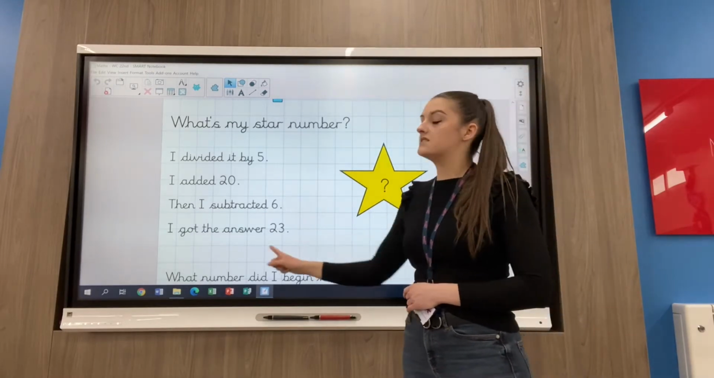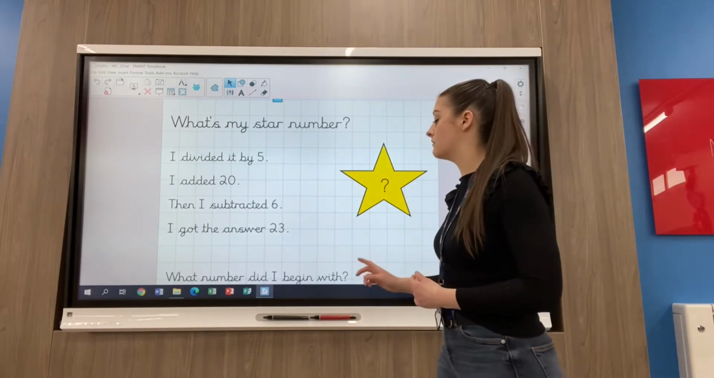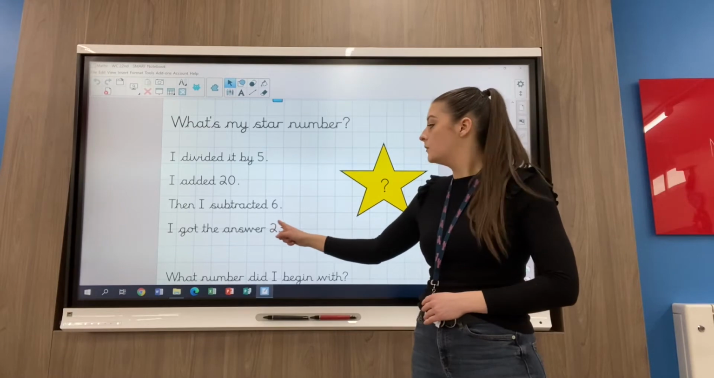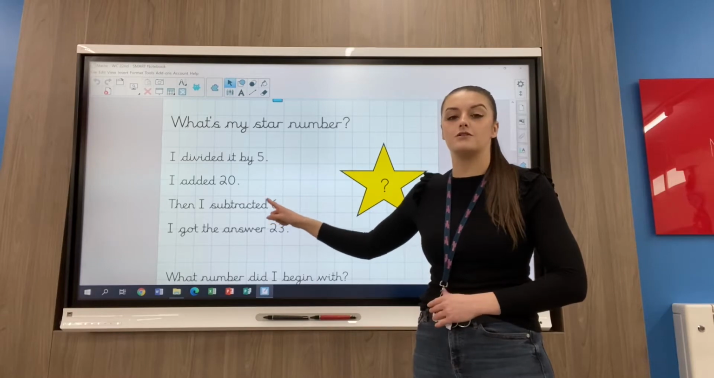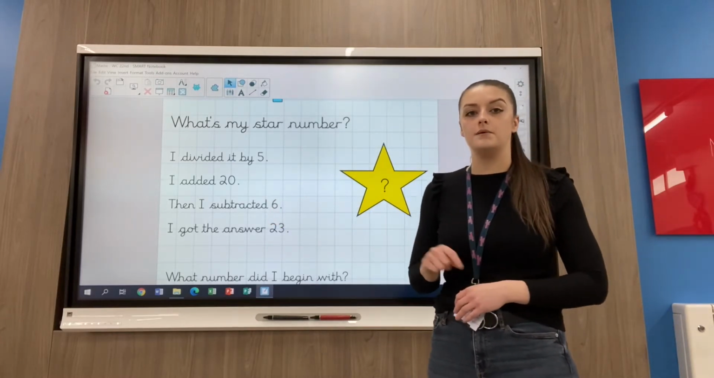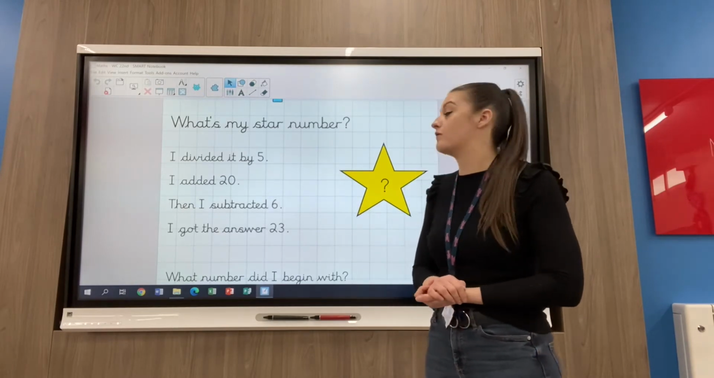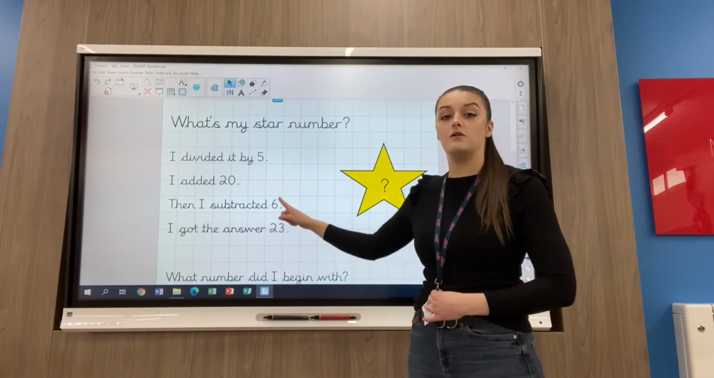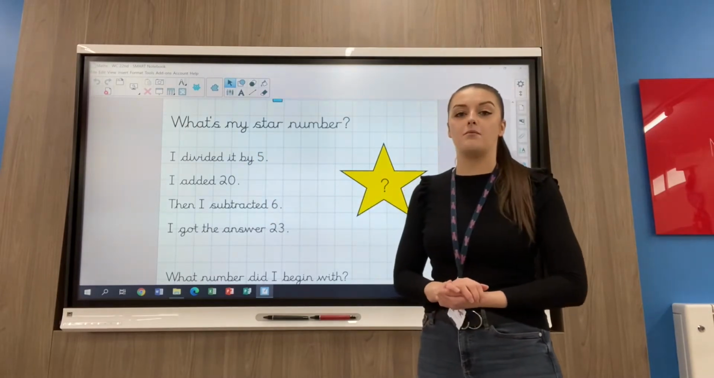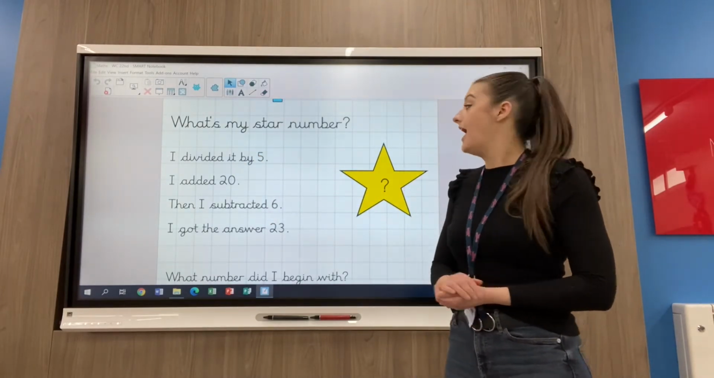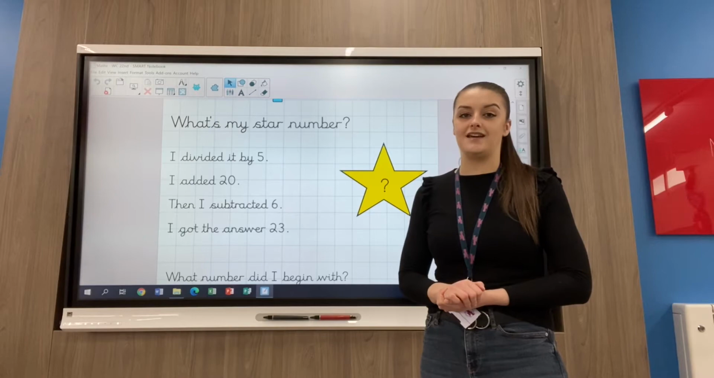Now remember, when we've got these star number problems, we need to work backwards and we need to use the inverse operations. So if we start with the answer 23, we're going to work backwards. The last thing I did was subtract 6, but we need to use the inverse. So what is the inverse operation, the opposite operation to subtraction? If you said addition, well done Year 3. So instead of subtracting 6 from the answer, you need to add it back on, okay? Then keep that number in your head and go to the next step. Make sure you're doing the inverse operations and you will be able to find out my star number. I can't wait to see who can find it.